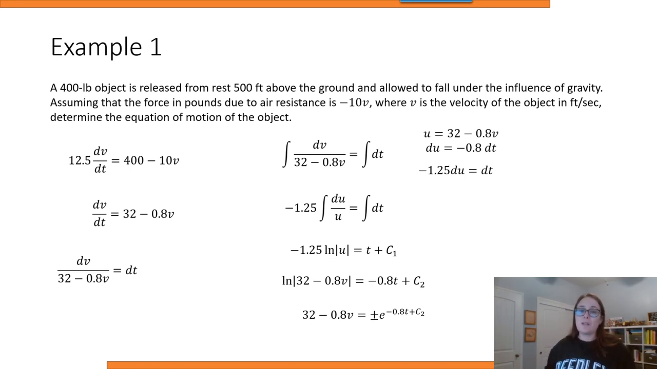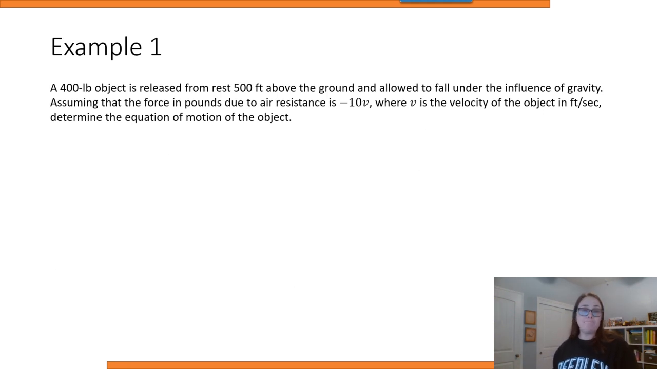Now, before I go any further, I'm going to clean that up a little bit. I can split up that exponent so that I have e to the negative 0.8t times e to the c2. And then I can just rename that and fold in the plus or minus as well. So it makes things look much nicer. 32 minus 0.8v equals c3 e to the negative 0.8t. Okay, so we're almost there. Just got to get rid of the 32 and the negative 0.8, and we will have a function for v.